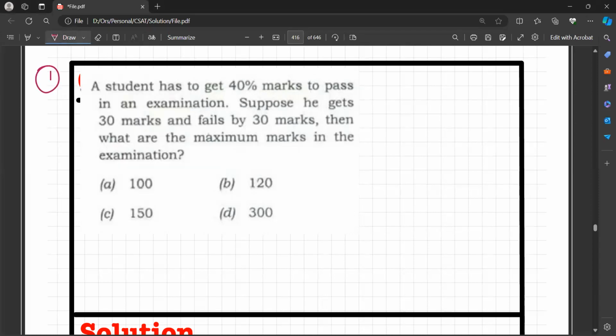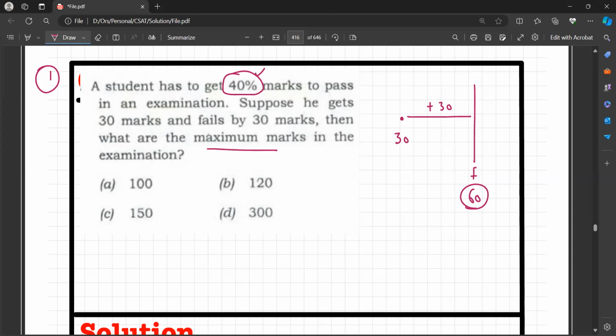Question number 1. A student has to get 40% of the marks to pass in an examination. Suppose he gets 30 marks and fails by 30 marks. This is the failure line. The student scores 30 marks, which is less by another 30 marks. So the failure marks is 60, and it is 40% of the maximum mark.